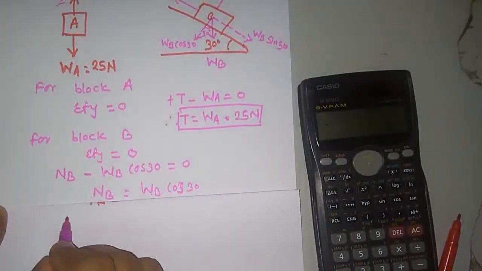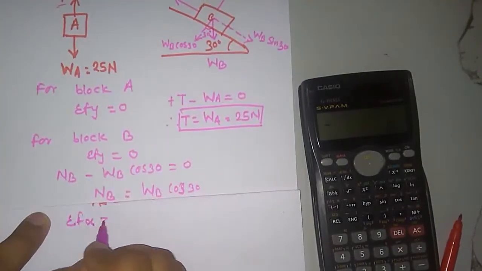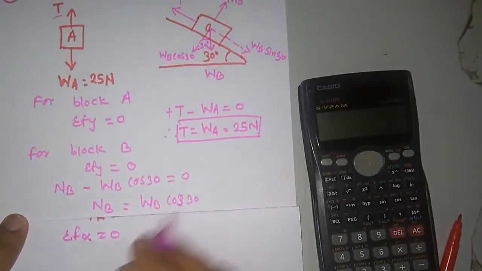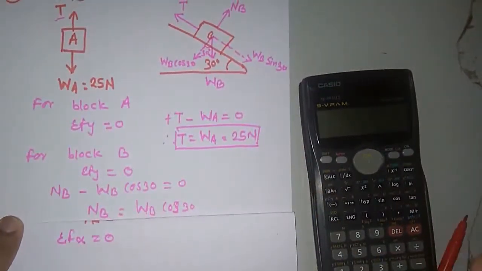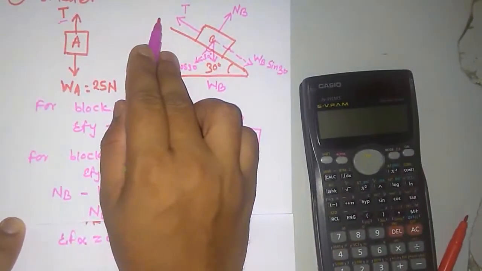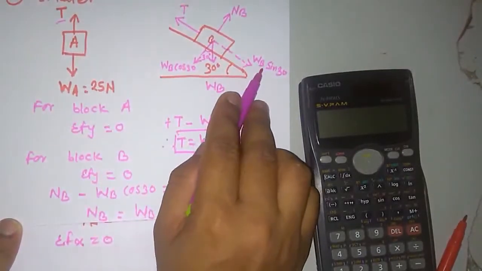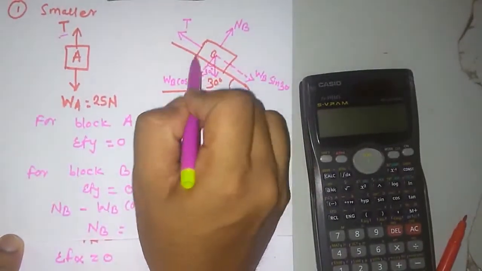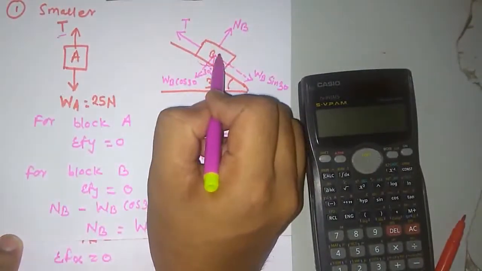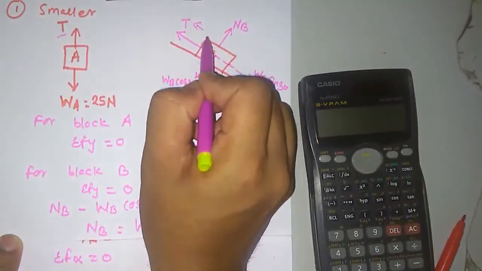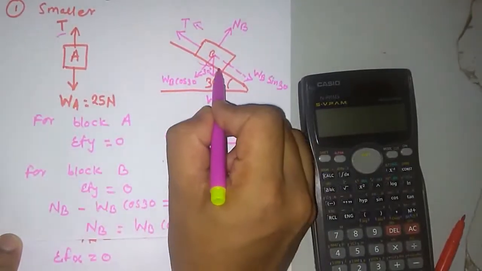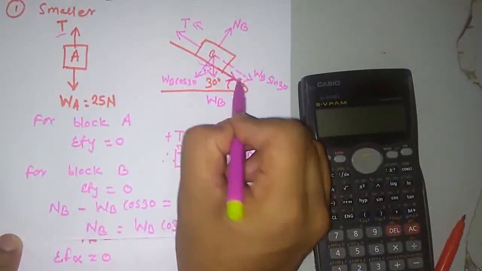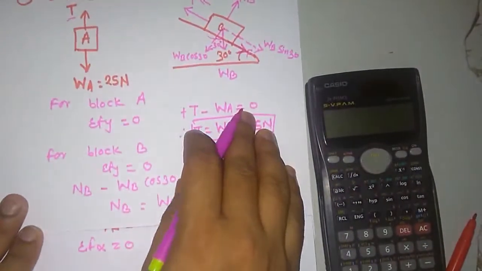Now in the x direction, summation Fx is equal to 0. So what are the forces in the x direction? You can see here, one in this direction T, one in this direction, that is WB sin 30. Now we are considering the first case in which the weight of B is smaller, so it will try to move in this direction. If it is moving in the upward direction, friction will be in the opposite direction. So this is the friction value. These are the three forces.